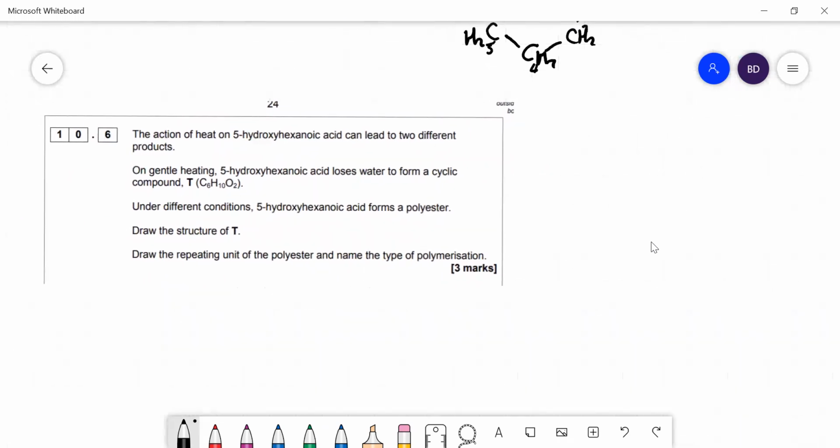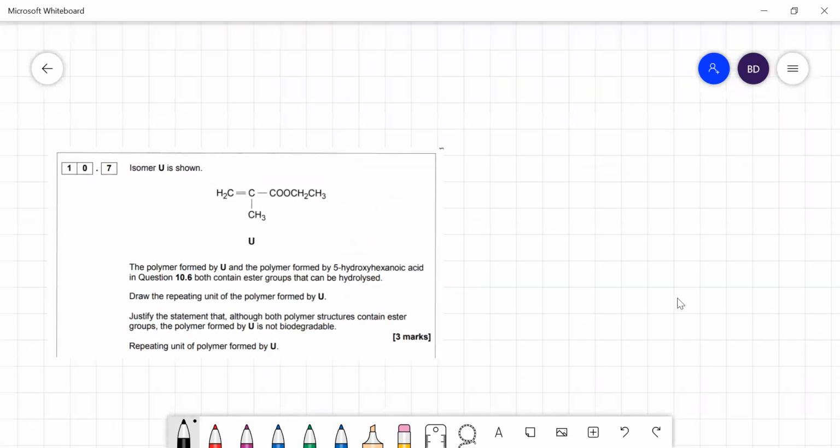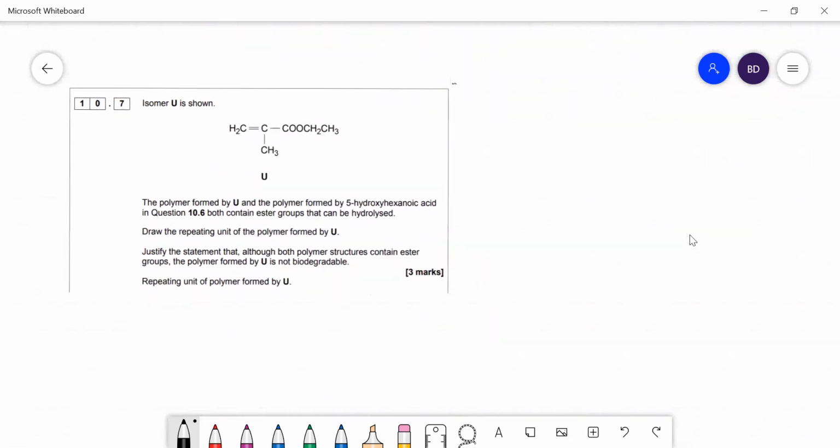10.6: The action of heat on 5-hydroxyhexanoic acid can lead to 2 different products. 10.7: Isomer U is shown. Question 6: The polymer formed by U and by 5-hydroxyhexanoic acid both contain ester groups that can be hydrolyzed. Draw the repeating unit formed by U.